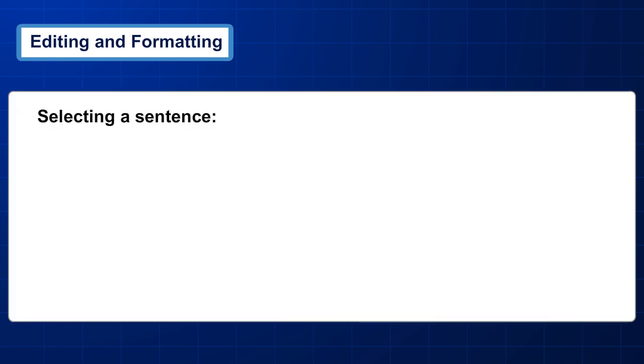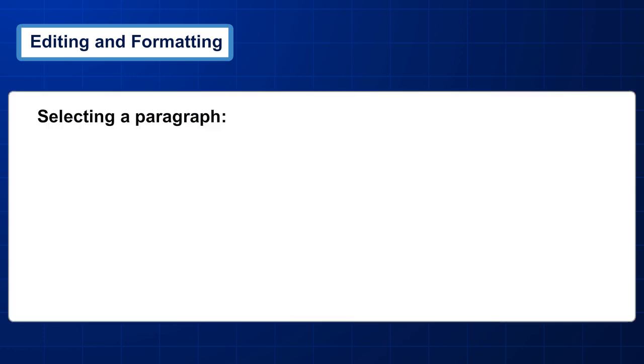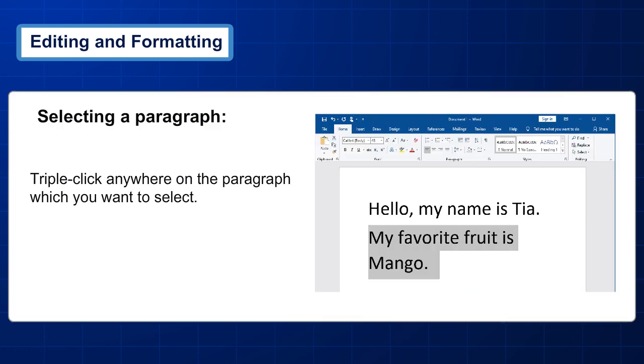Selecting a sentence. To select text using mouse, drag the mouse pointer from the beginning of the text to the end. Release the mouse button. The text is selected. Selecting a paragraph. Triple-click anywhere on the paragraph which you want to select.